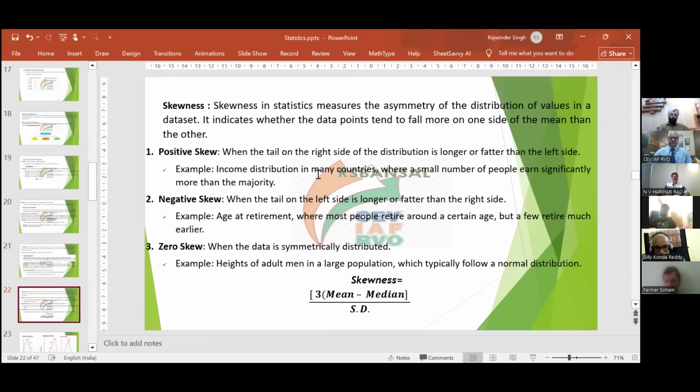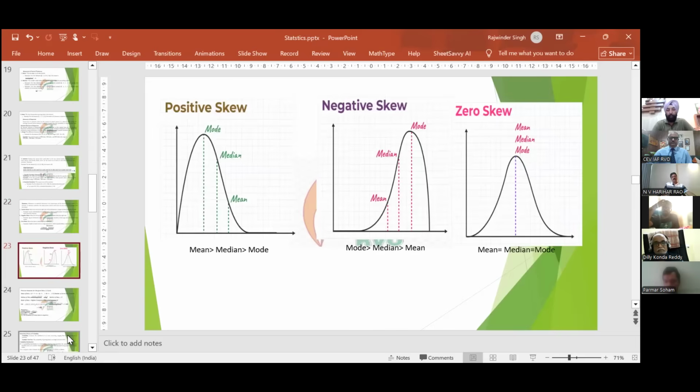So for finding the skewness, you have to use the formula 3 multiplied by (mean minus median) divided by standard deviation. So you can understand this positive, negative, and zero skewness. You have to remember that in positive skew, mean is greater than median and mode. See here, mean is greater than median and mode in positive skew.